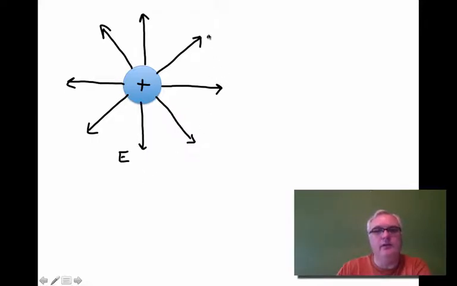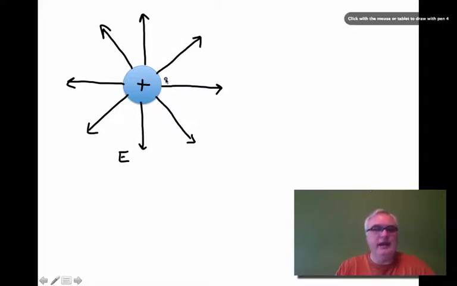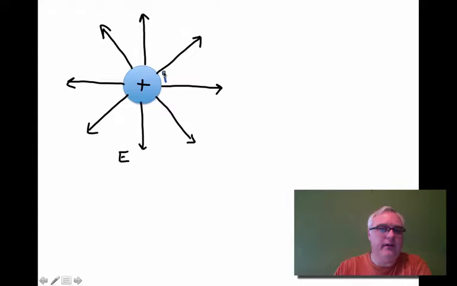The direction is indicated by the arrow, and the relative strength of the electric field, or the magnitude, is given by how close the field lines are. Right here, where they're relatively close together, the electric field is very strong. Over here, where the electric field lines are very far apart, the electric field is weaker. So the closer the electric field lines are, the stronger the field. The further apart they are, the weaker the field.